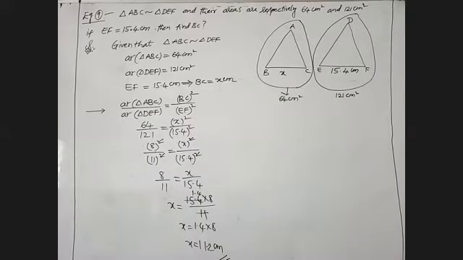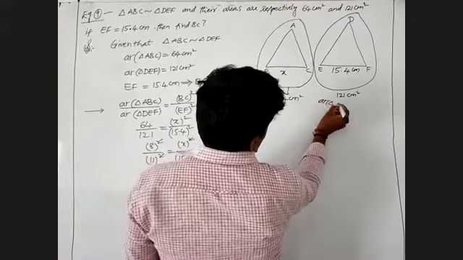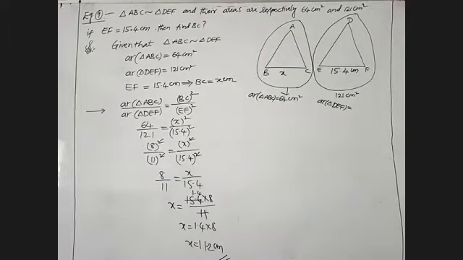This is the area of triangle ABC, and this is the area of triangle DEF. Okay, so I am going to an example then.